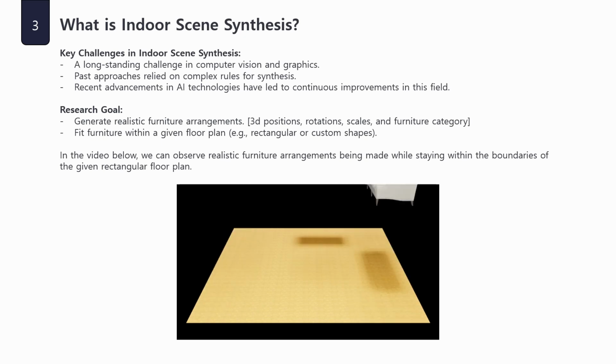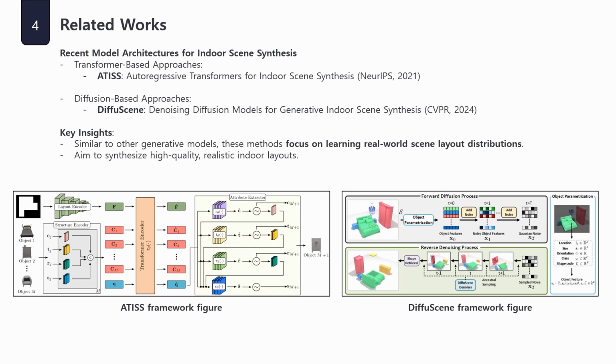rectangular floor plan. To address the problem of indoor scene synthesis, recent studies have actively utilized powerful model backbones in their architectures. The most recent works include ATISS and DiffuScene. ATISS proposed a transformer-based autoregressive approach that generates the position, rotation, size, and category of furniture sequentially. DiffuScene, on the other hand, introduced a diffusion-based method that, unlike many previous indoor scene synthesis studies, does not simply treat furniture as 3D bounding boxes. Instead, it encodes shape features for use in the generation process.